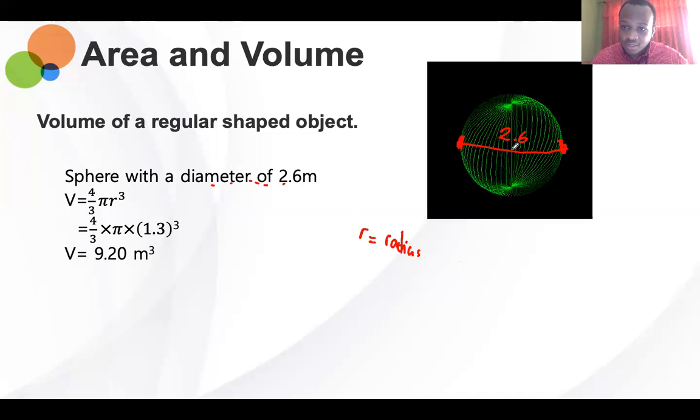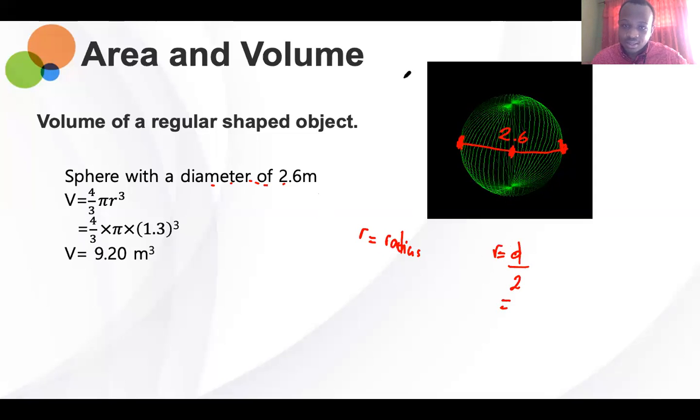From here to the middle, right? So it will be half. Divide it by 2. So the diameter, we divide that by 2 to get our radius, right? Yes, sir. So let's do that. So r is equal to diameter divided by 2.